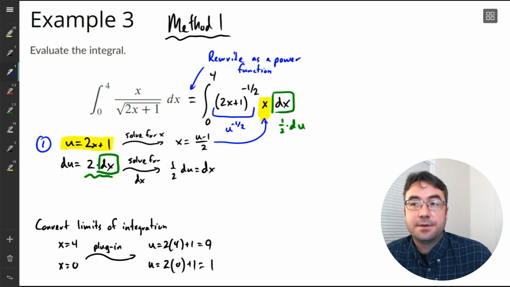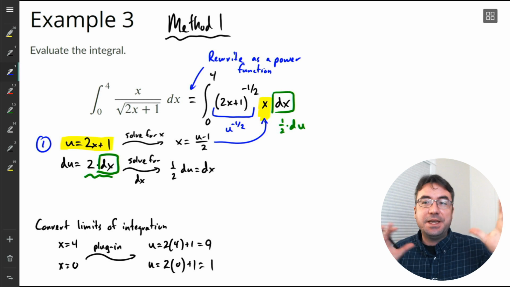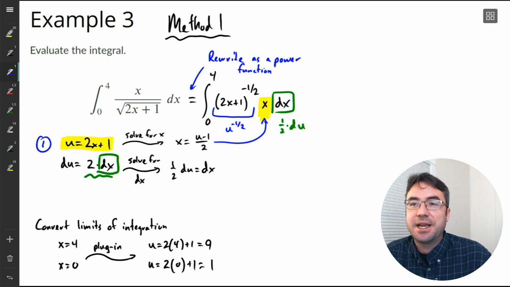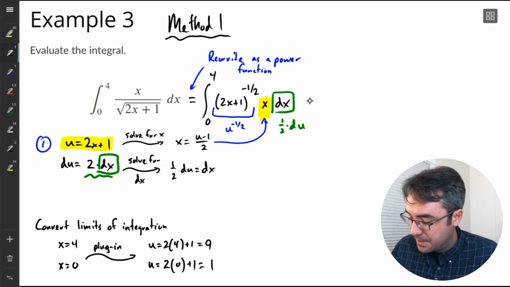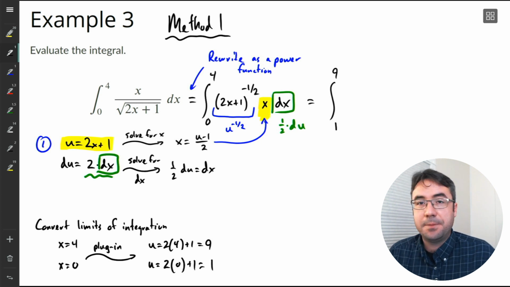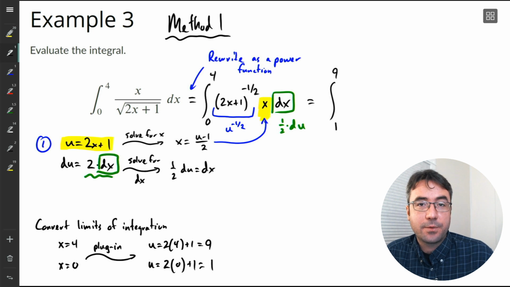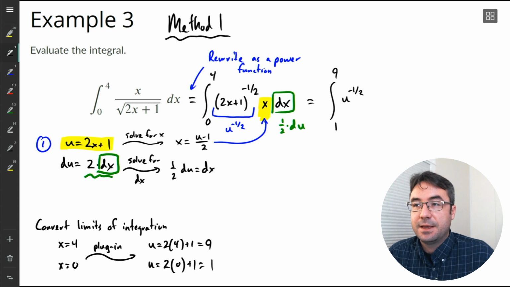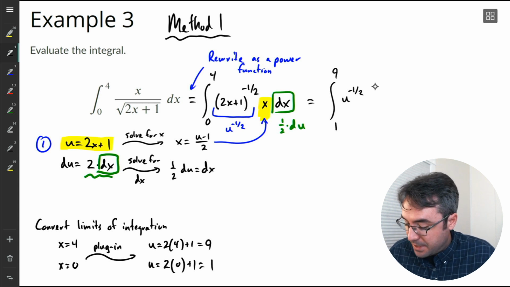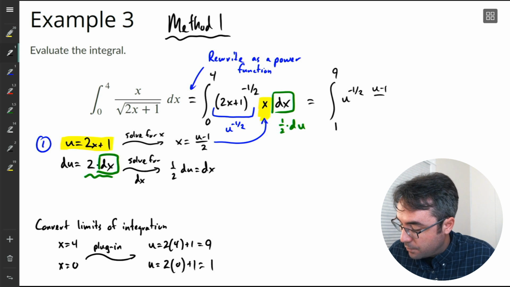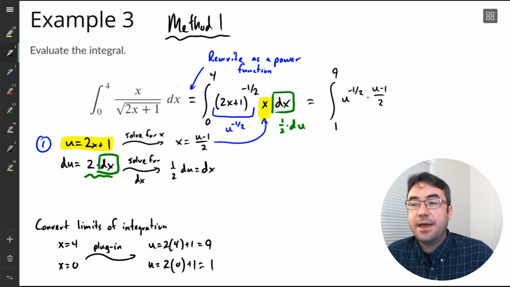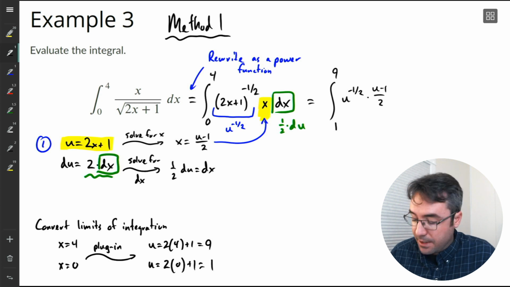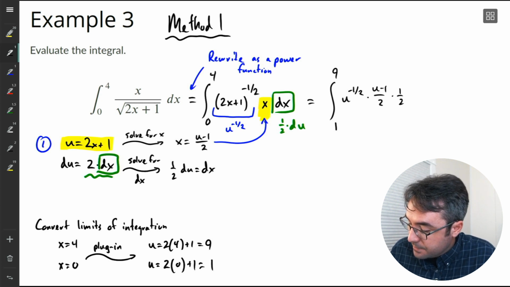So let's put all of the pieces. So we have all these pieces that we were just building up. Let's put them all in. So our new limits of integration, what are they going to be? 1 is our lower limit, 9 is our upper limit. We know that 2x plus 1 raised to the negative 1/2, that's going to become u raised to the negative 1/2. That x term there is going to become what? u minus 1 over 2. And then our differential dx, we need to convert that as well. That's going to become 1/2 times du.